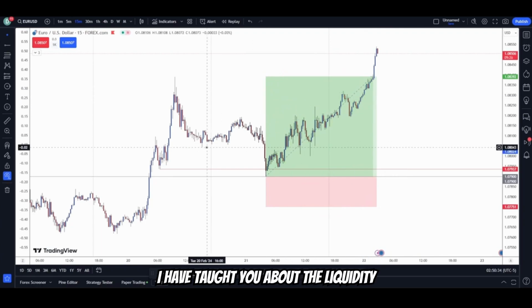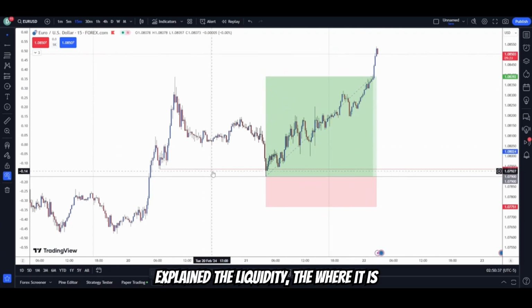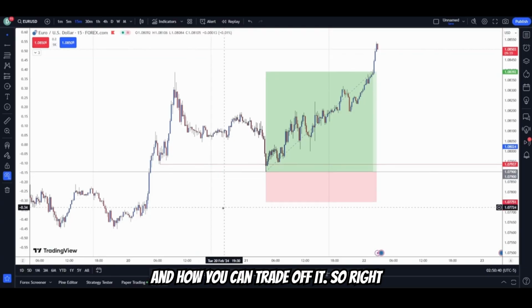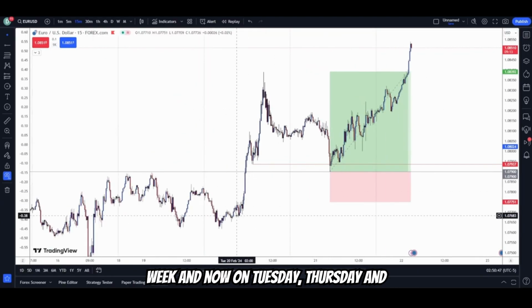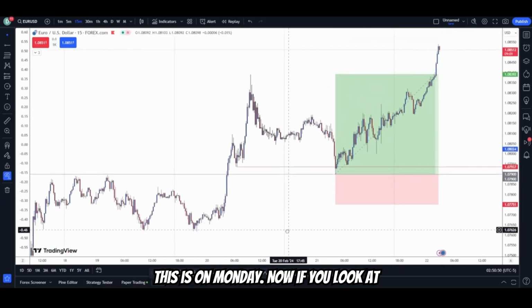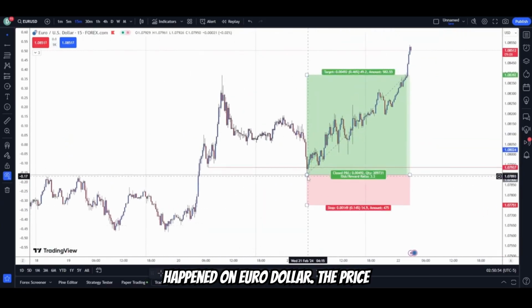Now I have taught you about the liquidity grab strategy, right? I explained the liquidity, where it is and how you can trade off it. So right over here, there are some good examples of this strategy, which happened this week, on Tuesday, Thursday, and this was Monday. Now if you look over here, this is what happened yesterday on EURUSD.